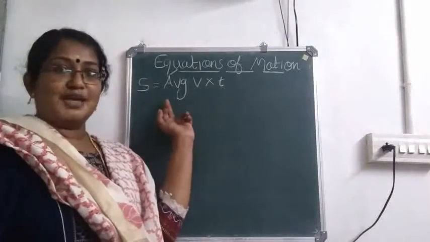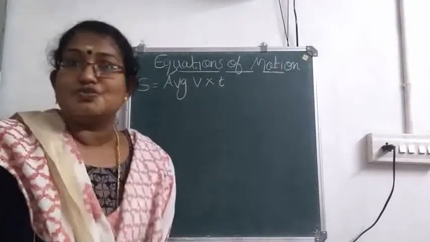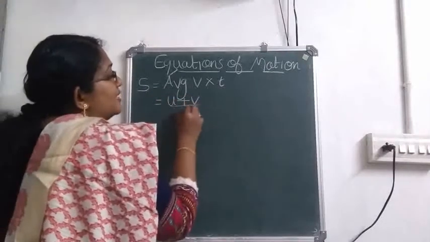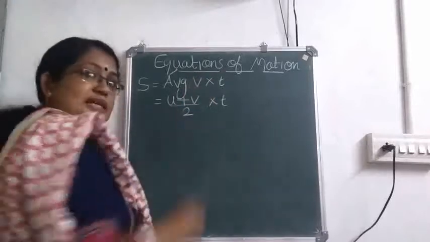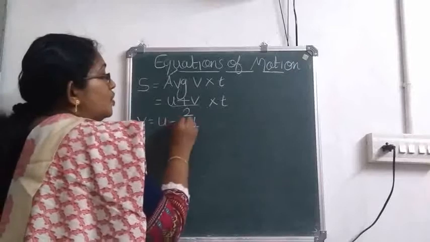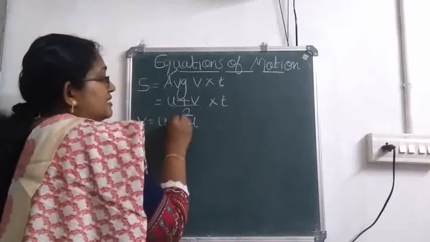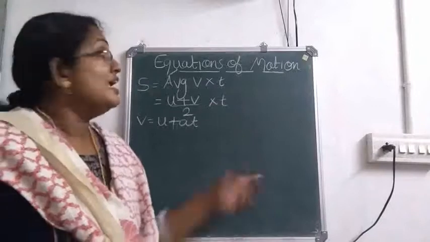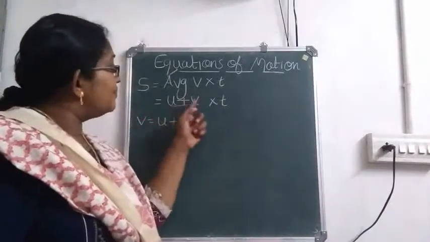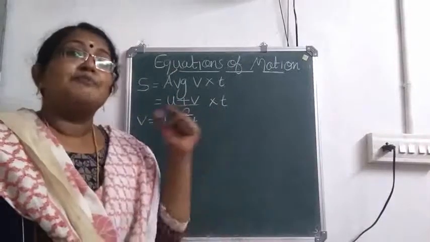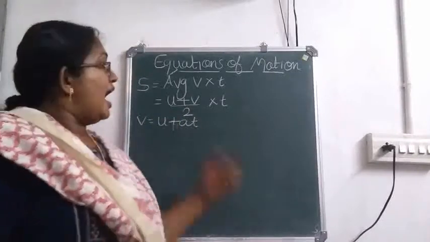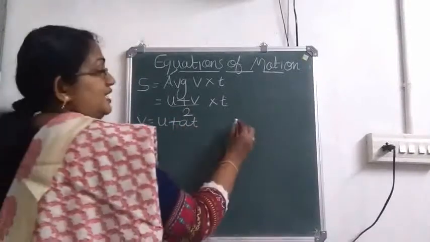Displacement, total displacement or distance is equal to average velocity into time. Average velocity means it is (u plus v) by 2 into t. And from first equation of motion, v is equal to u plus at. Isn't it? In the previous case, that is in the second case, we have given substitution for v. But in this case, we will be giving substitution for t. How can I write this equation in terms of t?